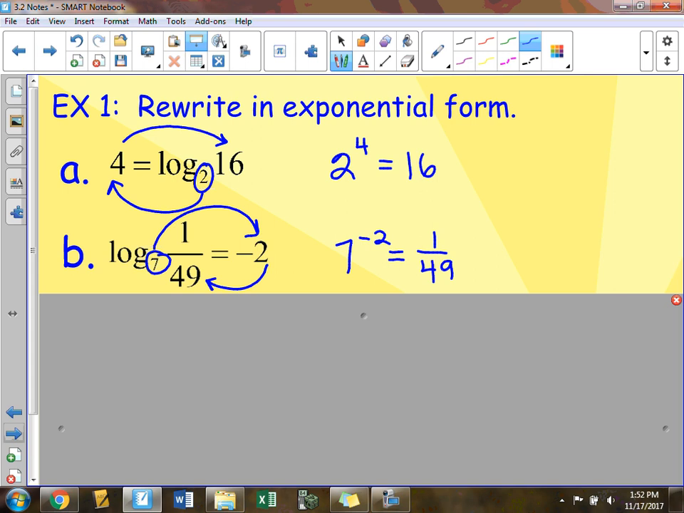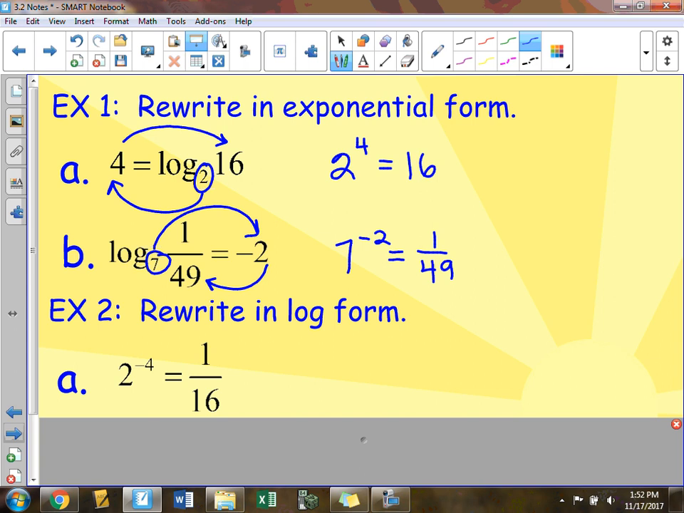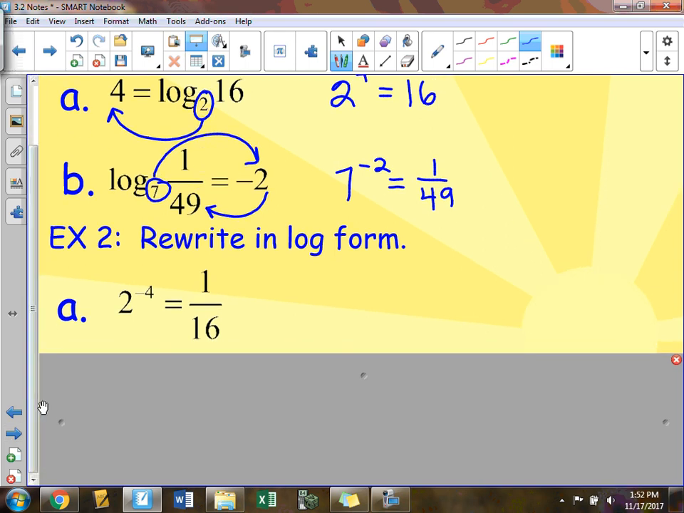So you should be getting 7 to the negative 2 power equals 1 over 49. Remember we talked about previously that a negative exponent means that you would basically do the reciprocal of 7, which would be 1 over 7, and then to the second power, which would be 1 over 7 squared, or 1 over 49.